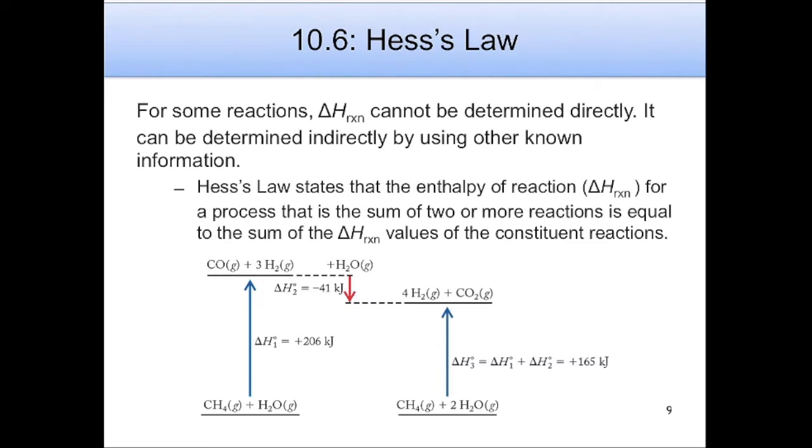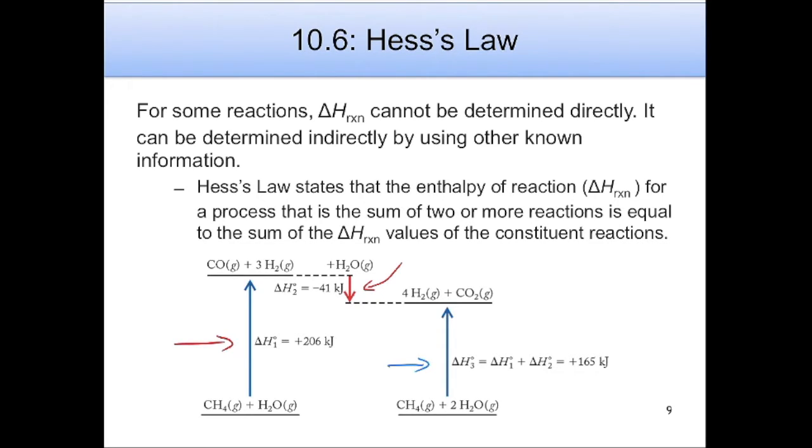In order to figure out the delta H of those types of reactions, we can use something called Hess's law. Hess's law basically states that we can add up the delta H's of reactions that we can determine in order to find the delta H of another reaction that is more difficult to find. For example, if we know the delta H of this reaction and we know the delta H of this reaction, we can use that information to determine the delta H of this reaction.